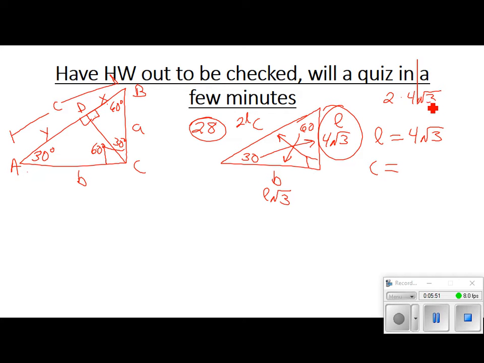What do you multiply there? Just the regular numbers, right? So 8 radical 3, that's one of your answers. I think they were looking for C, right? B and C.